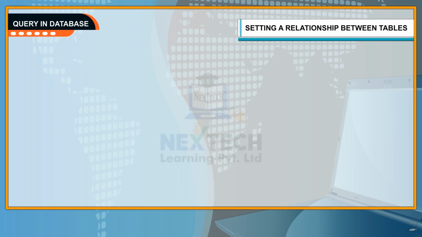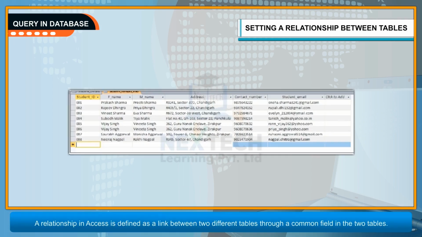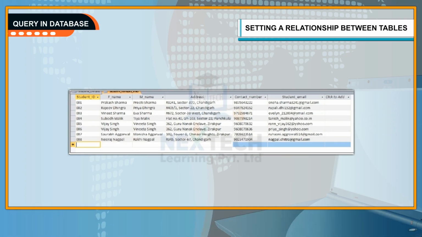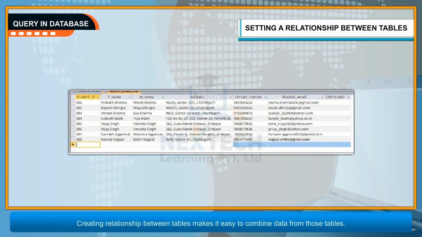Setting a relationship between tables. A relationship in Access is defined as a link between two different tables through a common field in the two tables. Creating relationships between tables makes it easy to combine data from those tables.